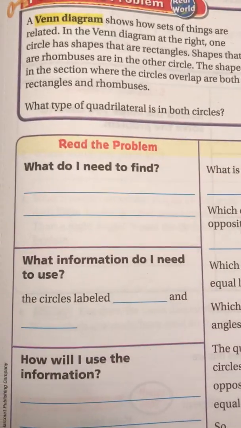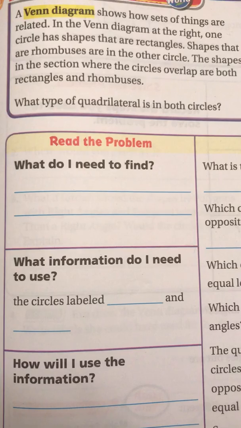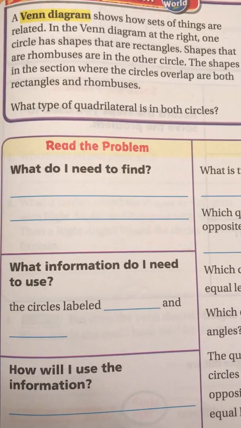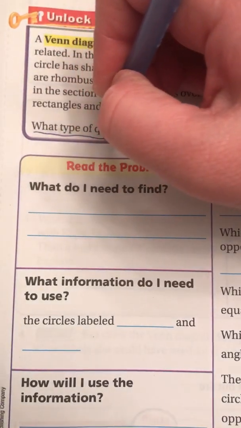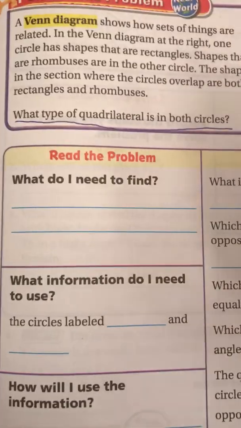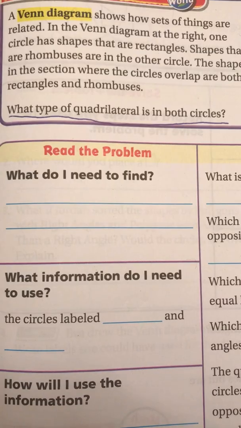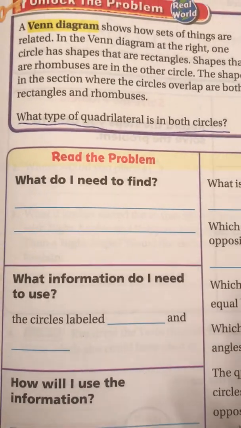Okay, let's fill out the information below. So the first thing says, what do I need to find? So I always go back and I look. We need to find what type of quadrilateral is in both circles. So we're going to write that.